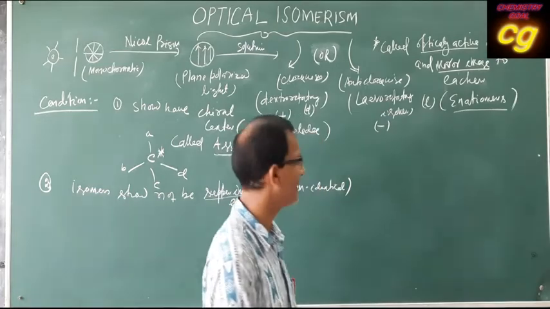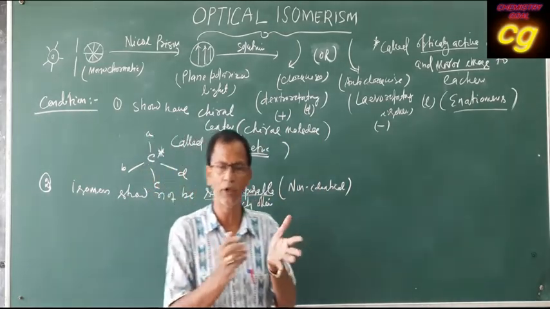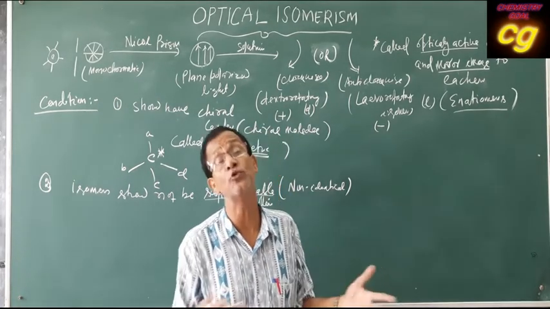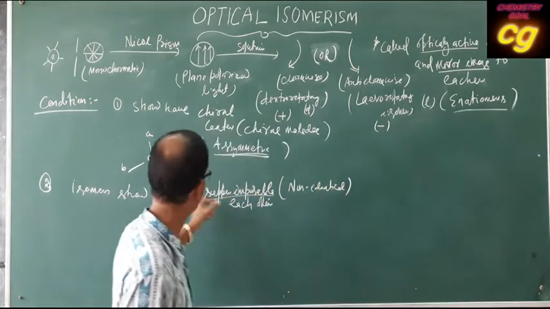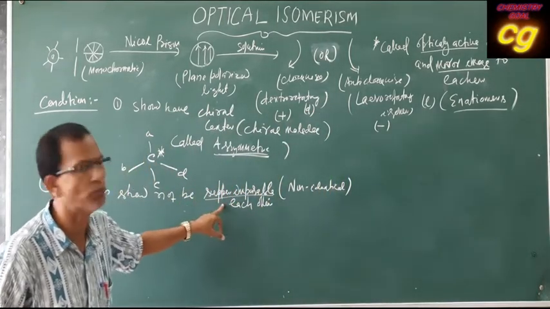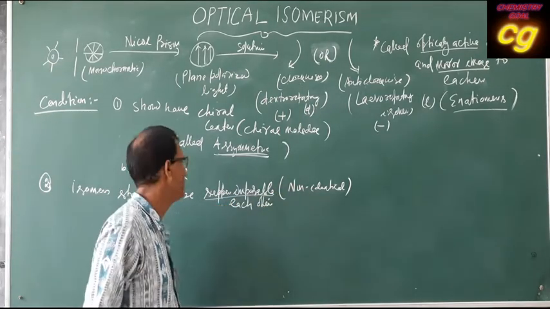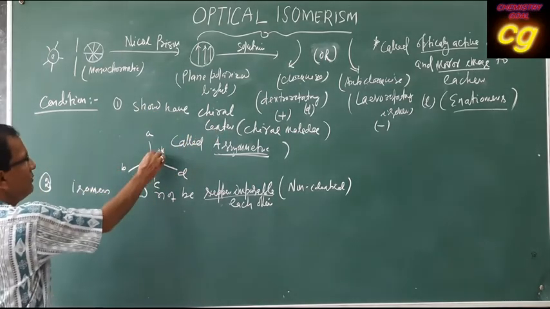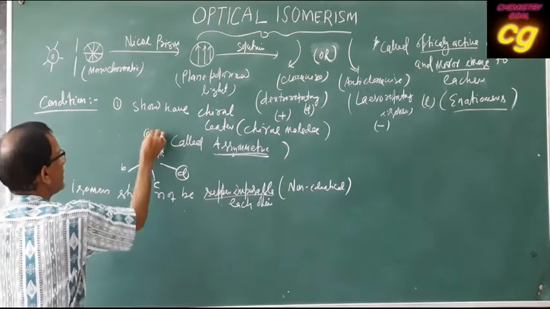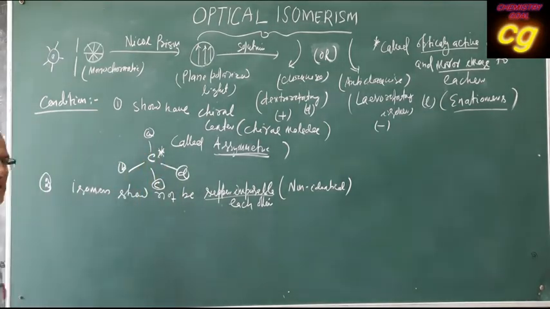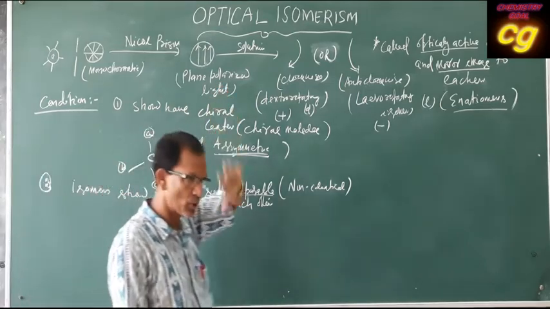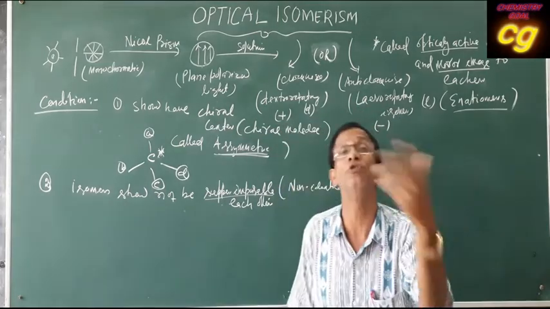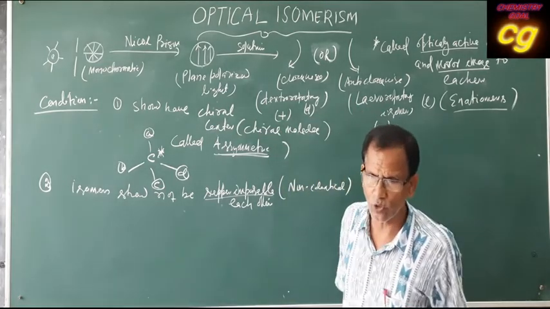Just take one plain football. If you divide it into two equal halves, they are identical. That is called superimposed on each other. They should not be superimposed on each other. That means non-identical in nature. So it should have a chiral center. Chiral center means different atoms and groups are attached to the particular carbon atom, and the isomers produced should not be superimposable on each other. That means these two isomers should not be identical.